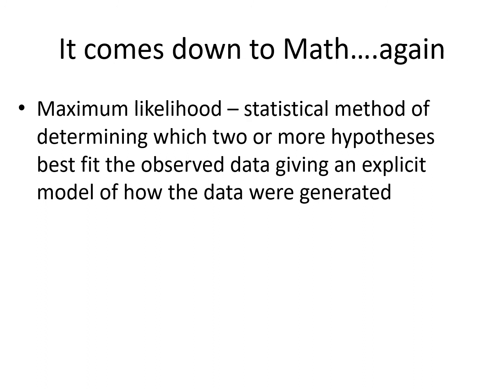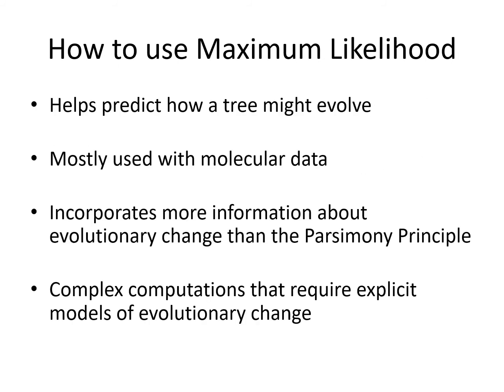Now, what else can we use? Well, maximum likelihood. Maximum likelihood is a mathematical method to see how close we are and how often these molecular changes are happening. And we can use maximum likelihood to make predictions on where a tree might go in the future and try to figure out where something came from in the past.